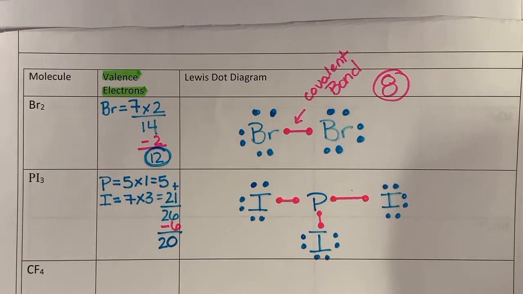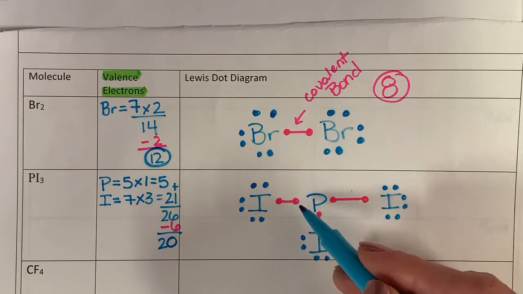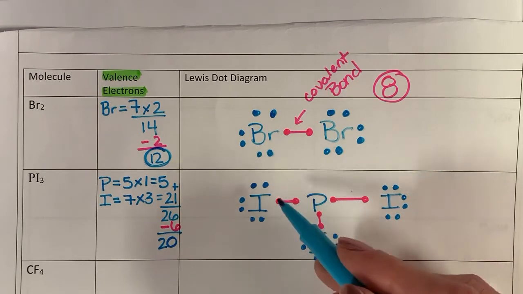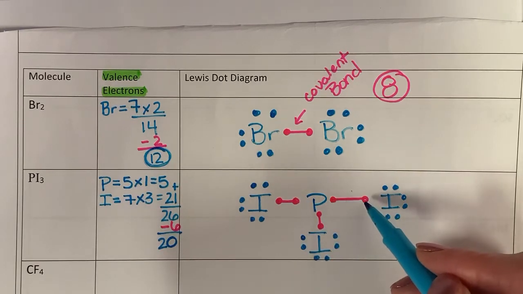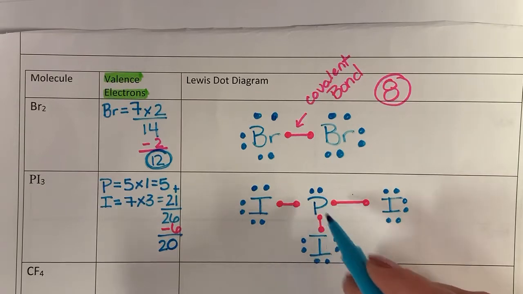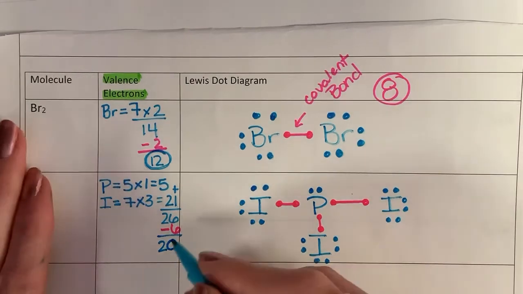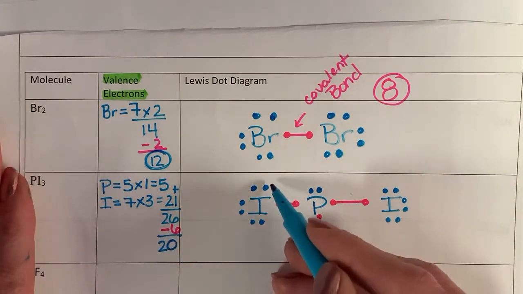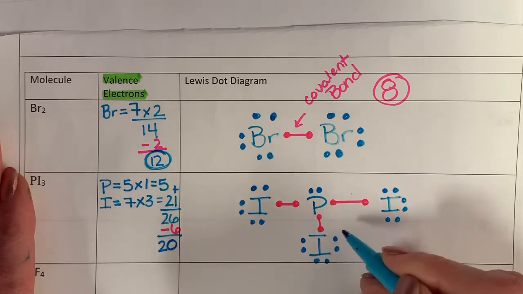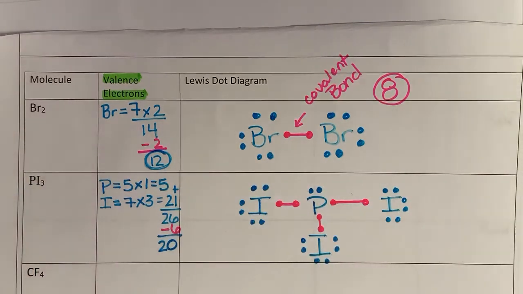If I look at phosphorus, phosphorus also wants to get to 8, but he has 3 lines touching him. That means he's already sharing 6 electrons. 1, 2, 3, 4, 5, 6. So to get to magic number 8, he only needs 2 more. 2, 4, 6, 8. Okay. So I had 20 dots to draw. 6, 12, 18, and 2 on phosphorus is 20.